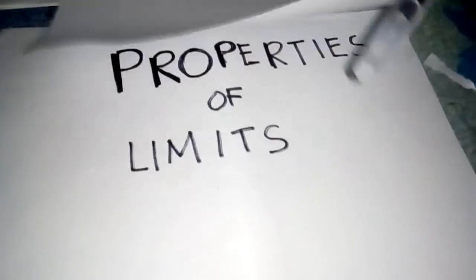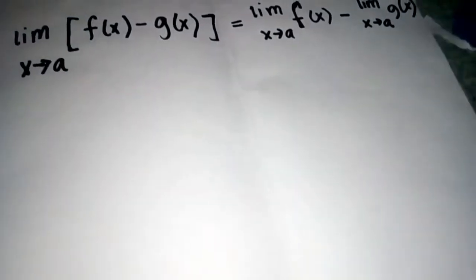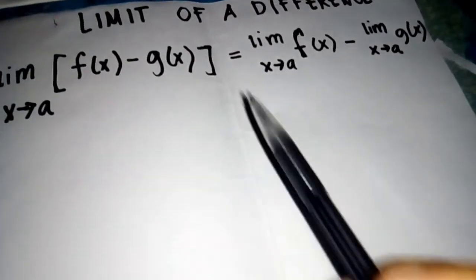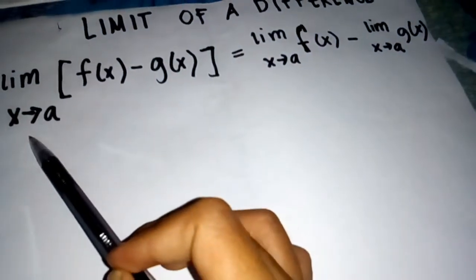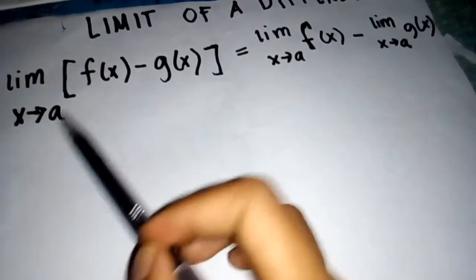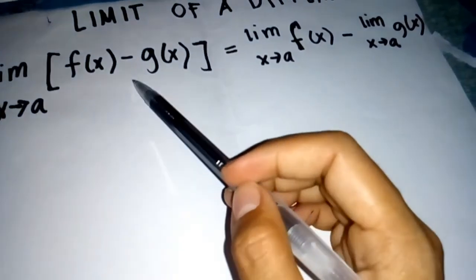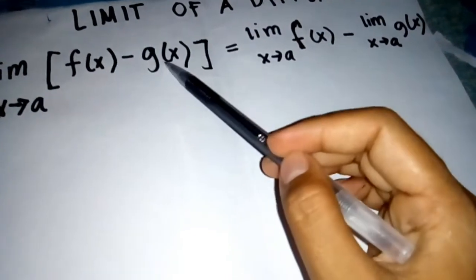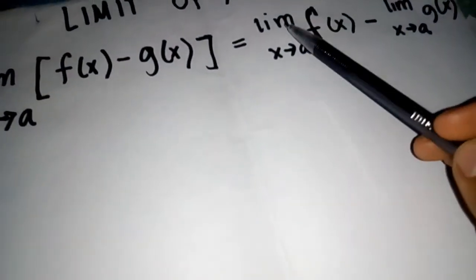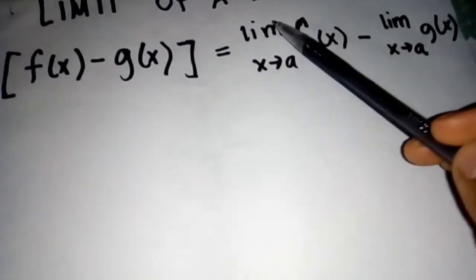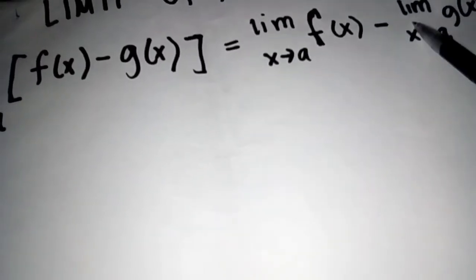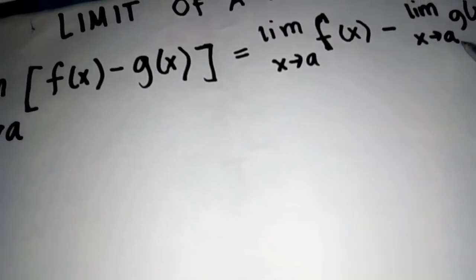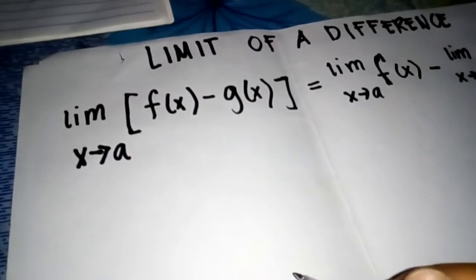So we have another property of limits, which is the limit of a difference. So we have the formula: the limit of f of x minus g of x as x approaches a. So we have two functions, f of x and g of x. If we factor it out, we have the limit of f of x as x approaches a minus the limit of g of x as x approaches a. We have another example.